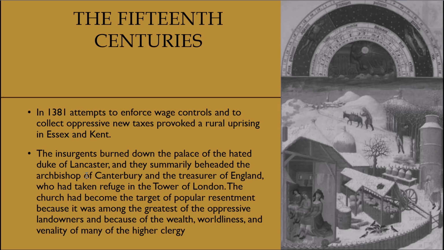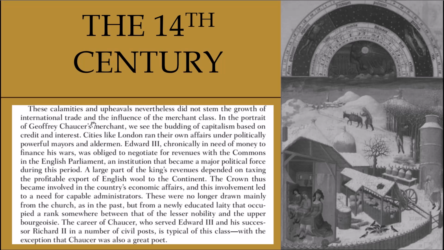The church had also become a target of popular resentment because it was among the greatest of the oppressive landowners in the land, and because they were landowners, they demanded more land taxes. And because of the wealth that they had, the worldly kind of greed that people saw in the church, which was supposed to be an ethereal, a heavenly institution, this of course created a lot of hatred towards the church. Now, I've again screenshotted a passage from the Norton Anthology of English Literature, and I think we should read the passage in its entirety because it's important.